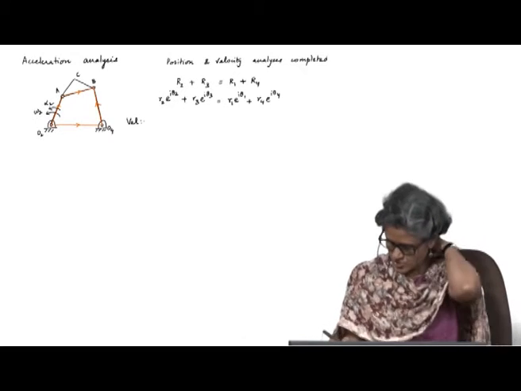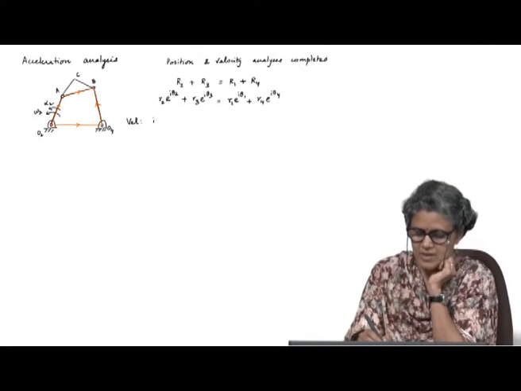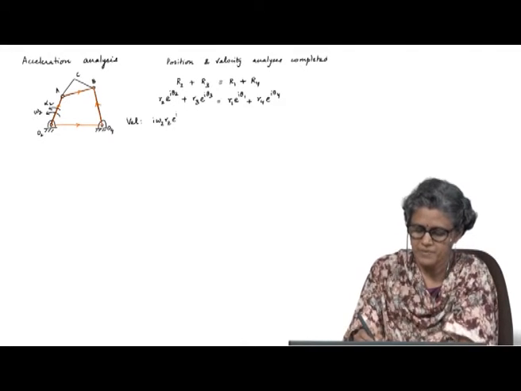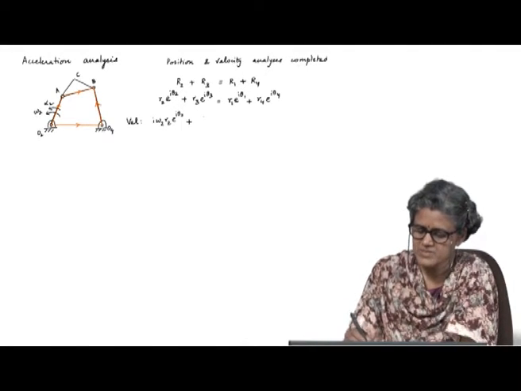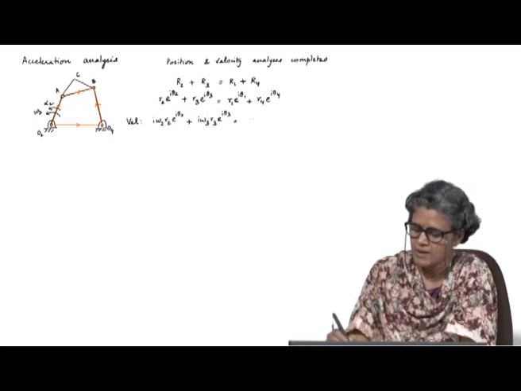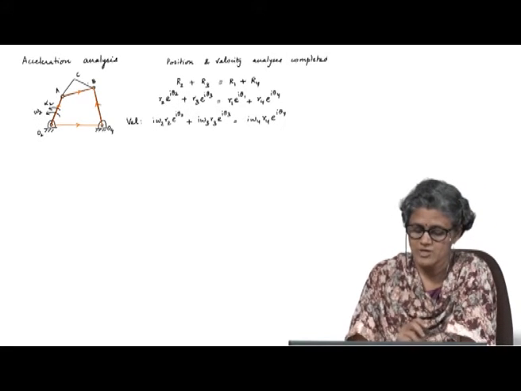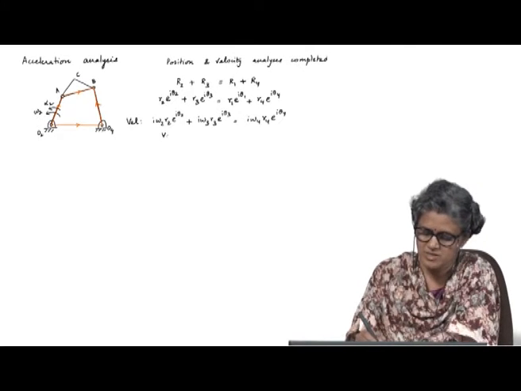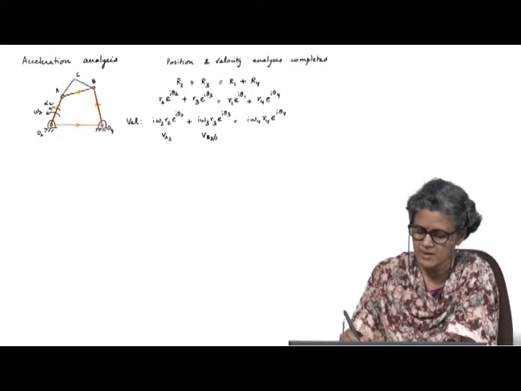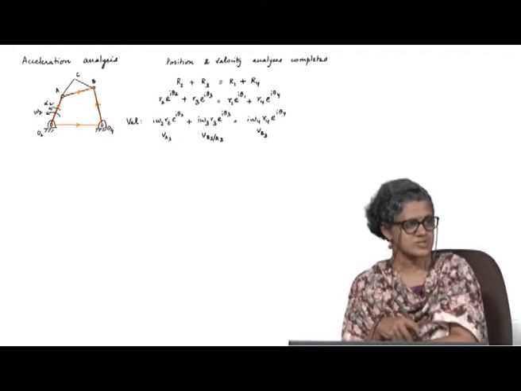Differentiating this to get the velocities, I got I omega 2 R2 e power I theta 2 plus I omega 3 R3 e power I theta 3 equals I omega 4 R4 e power I theta 4, which basically related the velocities of points A and B on link 3. So, I had velocity of A on 3, plus B relative to A equals the absolute velocity of B.